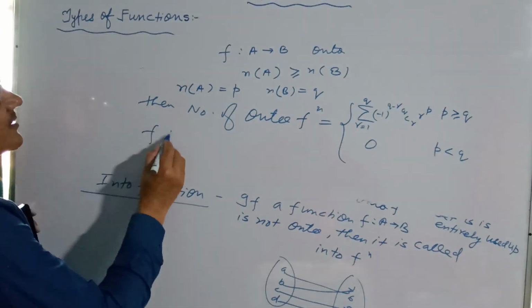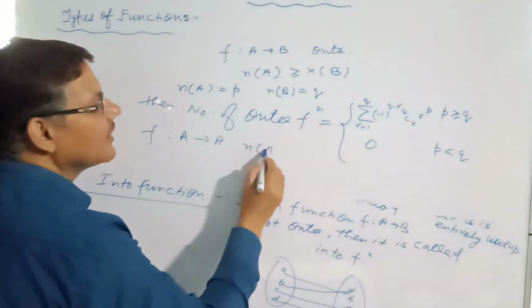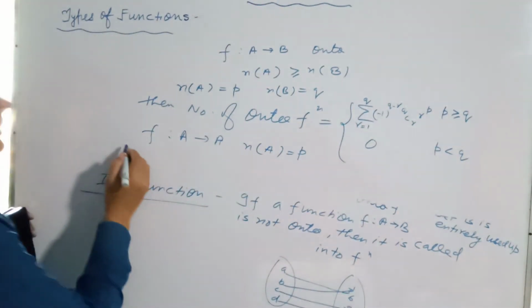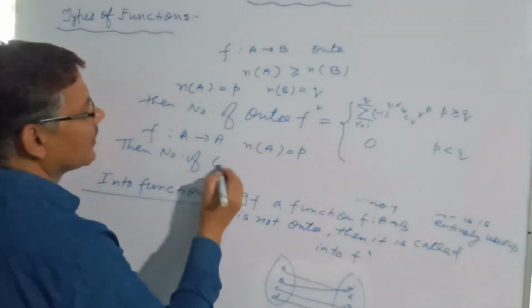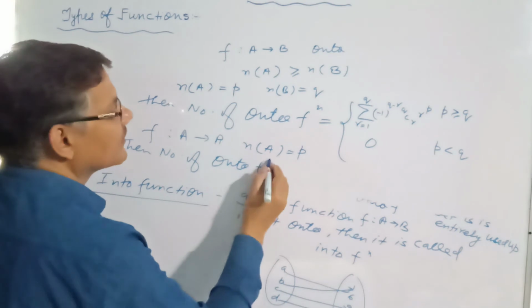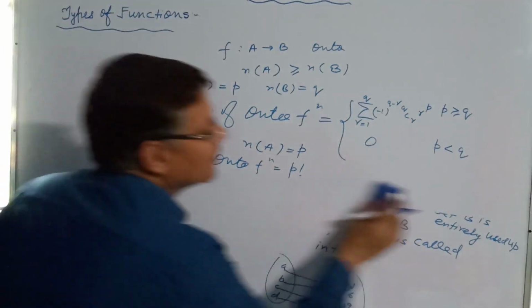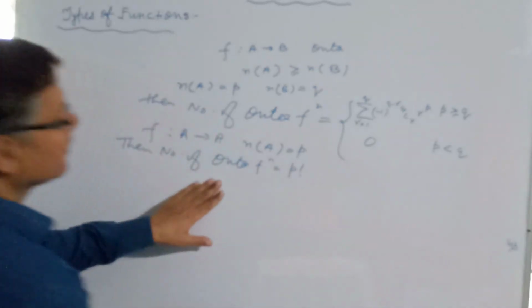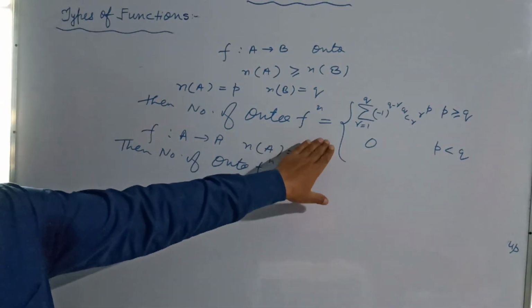So if f is a function from A to A, such that n(A) equal to P, then the number of onto functions is equal to P factorial. So we use this formula if domain and codomain are the same, and if they are different, then we use this one.